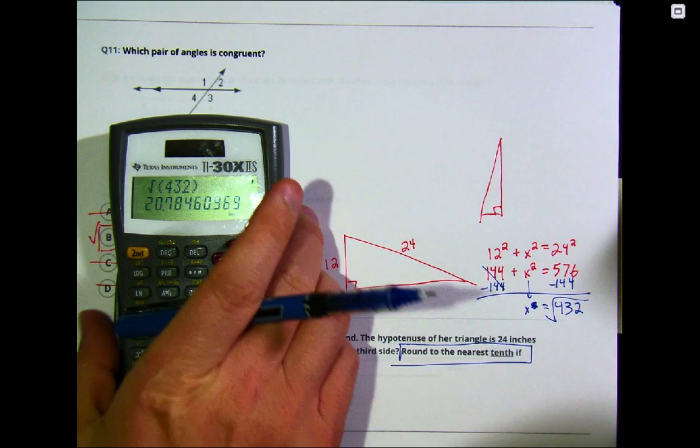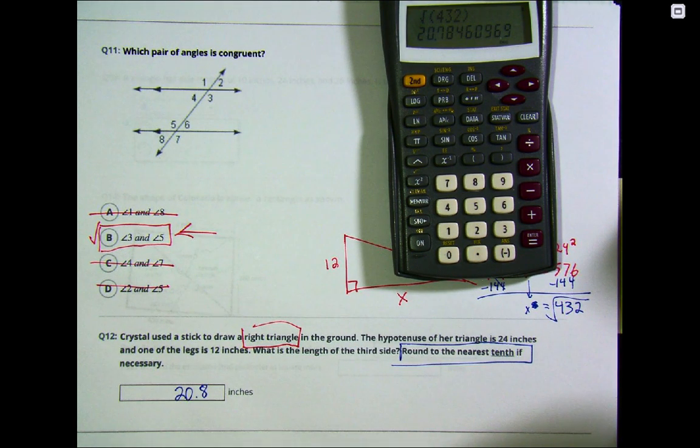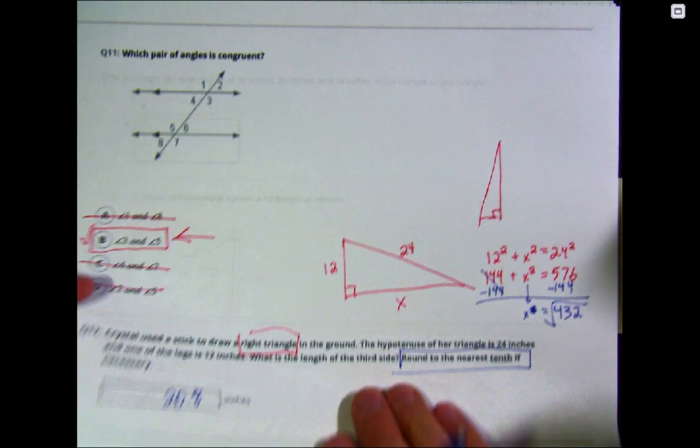About 20.8 inches. Again, if you're missing some of these problems, it might be because you were close, but you just didn't quite round according to the directions. So be careful with that, and you should be just fine. We're getting close to the end here.